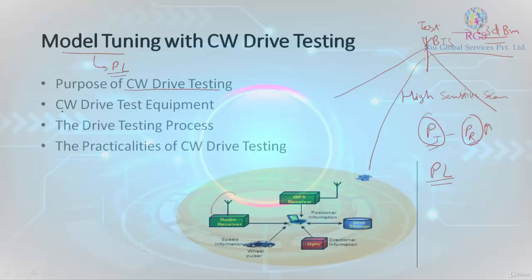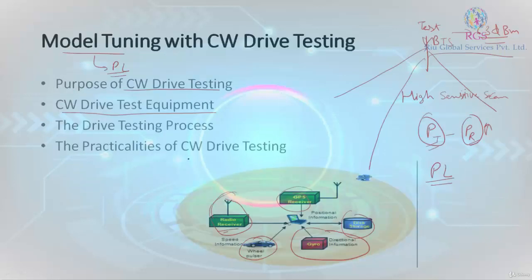So we need to take CW drive test equipment, which is a radio, a vehicle, a GPS receiver, a disk storage, and gyro information. Usually now GPS itself has become smarter, so no gyro information is required. Then you have radio receivers, right, to receive the signals, and transmitters to transmit the signals.